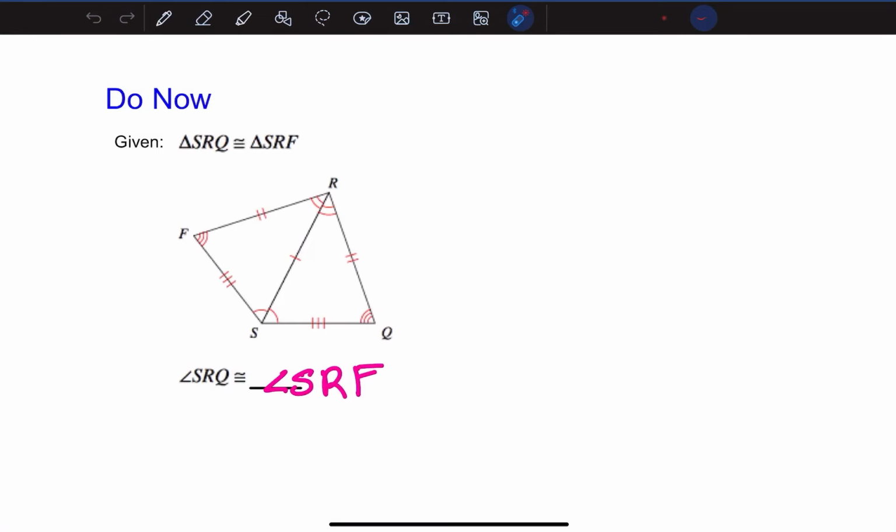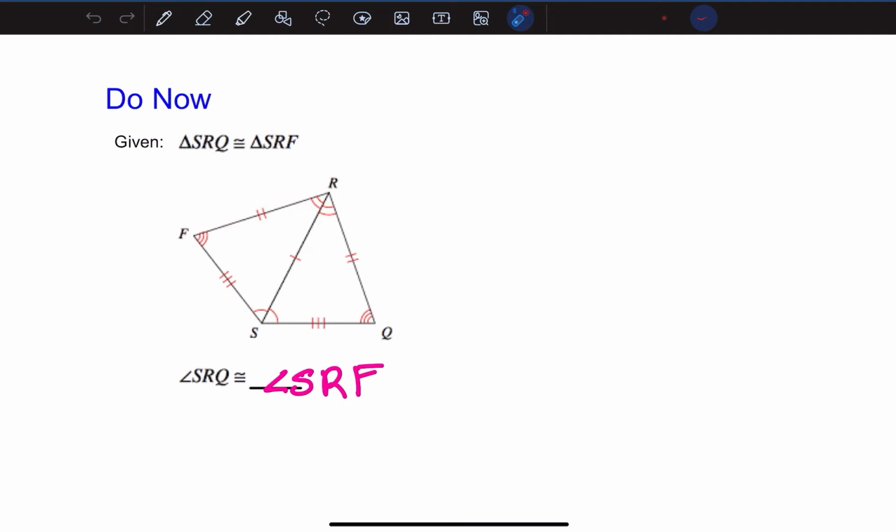So the do now for this lesson tells us that the two triangles are congruent and is asking for the corresponding congruent angle to SRQ. So if you look at SRQ, it's going to be this angle right here, which is marked with 2 angle marks. Therefore, you look at the corresponding angle in the congruent triangle, which is going to be SRF.